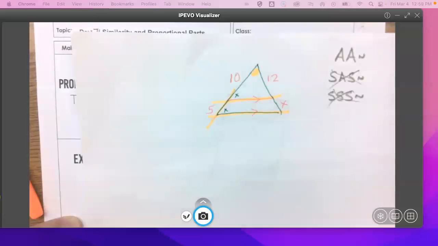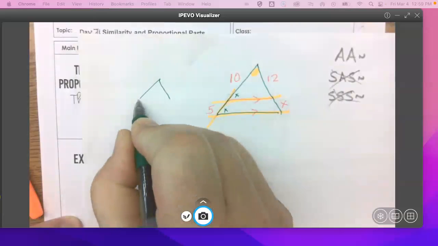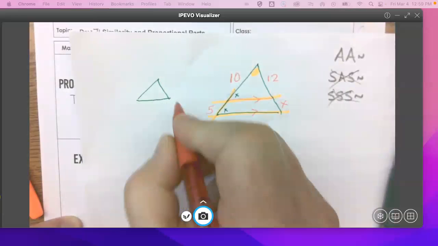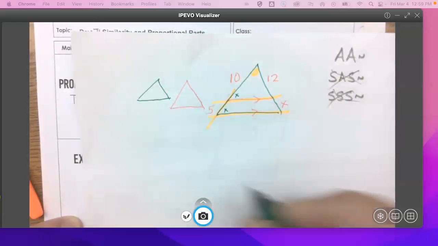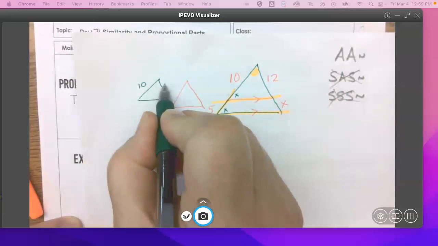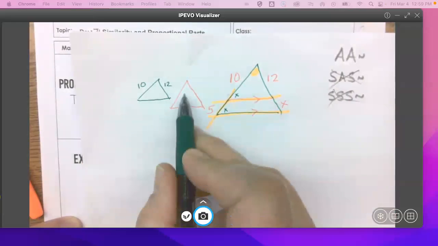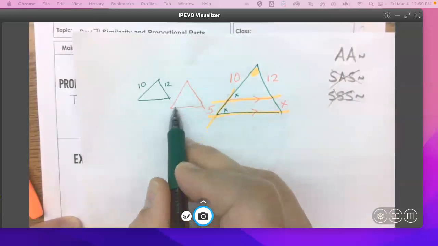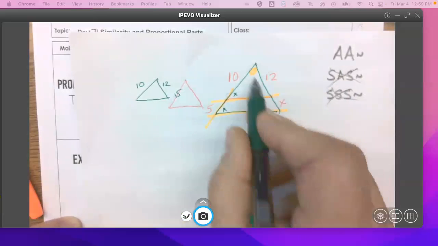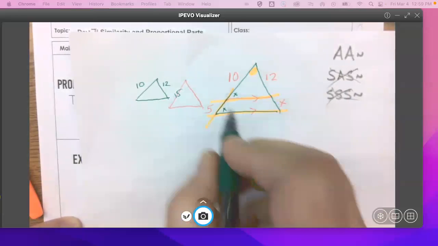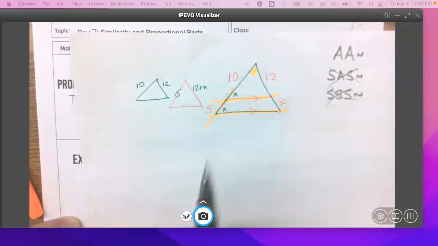I call this the side splitter theorem. And we had an ability to do it before. We could have done it that way and said, okay, in my little triangle, I've got 10 here and 12 here. How long is this side? 15. Good. You see that it's 10 plus 5, it's 15. How long is this side? 12 plus X. Very good, 12 plus X.